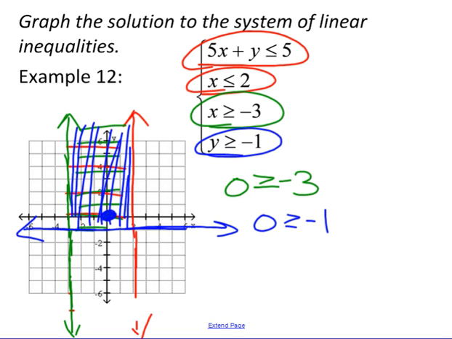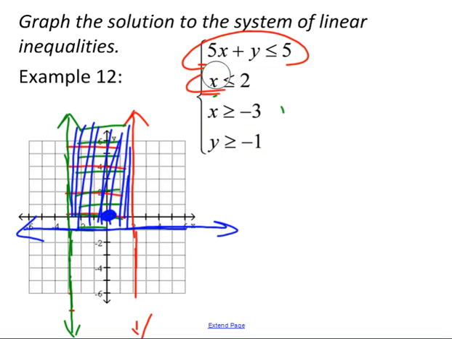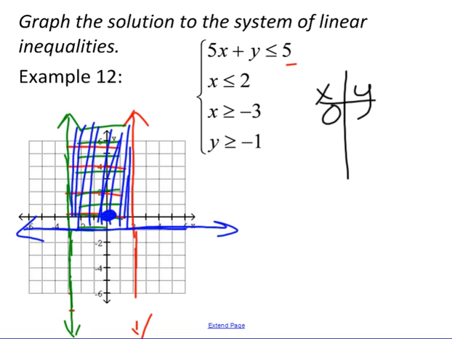All right. Now I said I would come back to that first inequality, so let's do that one now. 5x plus y is less than or equal to 5. It is in standard form, so I'm going to use the xy chart, and I'm going to plug in x equals 0. 5 times 0 plus y. We don't need the 0. I get y is equal to 5, which is right there.